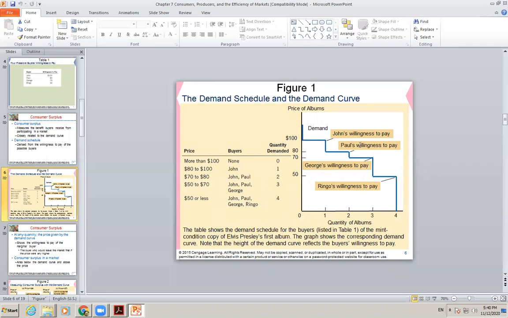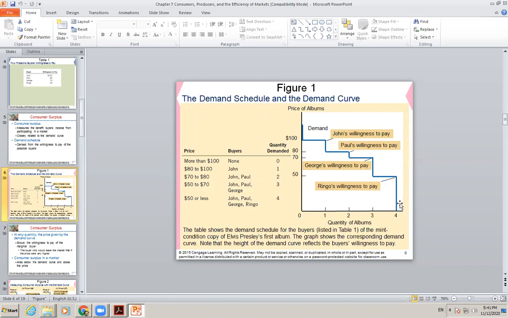So we have here, as you can see, a downward sloping curve. Willingness to pay is closely related to the demand curve, which is what we can understand from here. Starting with John's willingness, John is willing to pay $100 for 1 unit, for 1 album, okay? He's willing to pay $100, not more than this, maximum $100.